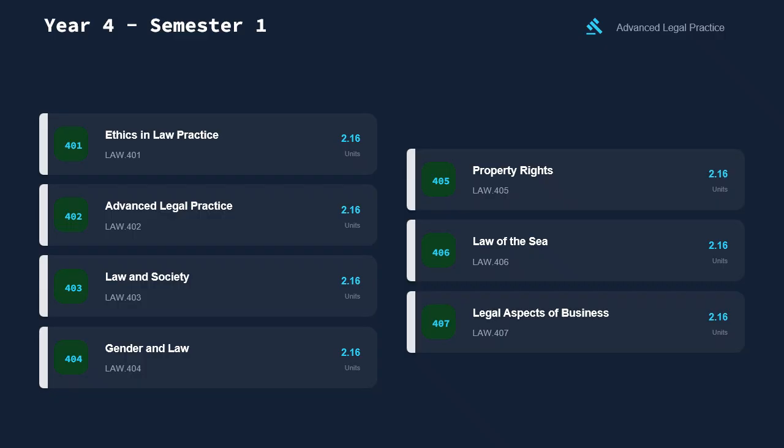Real-life example: in MV Saiga, No. 2, 1999, ITLOS held that Guinea's arrest of a bunkering vessel in its EEZ violated UNCLOS, illustrating limits on coastal state enforcement.